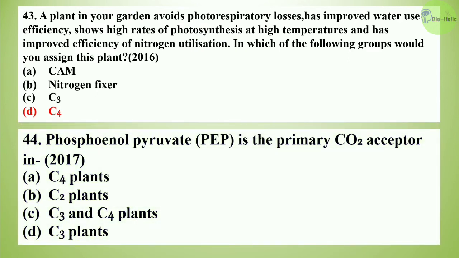Next is, phosphoenol pyruvate or PEP is the primary carbon dioxide acceptor in C4 plants, C2 plants, C3 and C4 both, or the C3 plants. The answer is C4 plants, and in case of C3 plants the carbon dioxide acceptor is the RuBP.